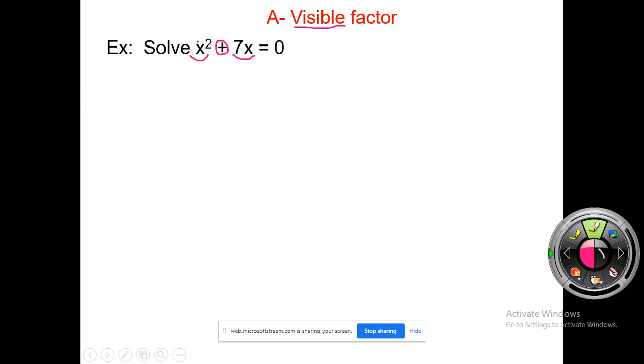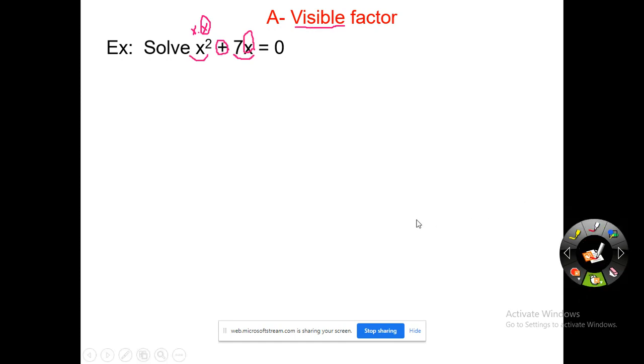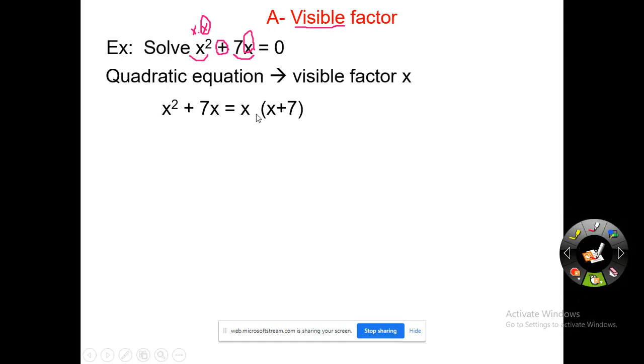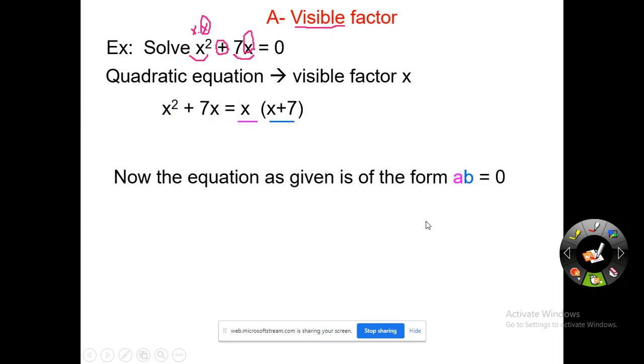I have x squared, it means it's x times x. 7x, so I have x in common. I can see it. I have my x in common. So what is my factor here? My factor is x. So I will do x factor of, if I take x as a common factor, what I still have from the first term, I still have x, plus from my second term, 7. So now I factorize it. Now it's factorized, so I can solve it equal to 0. It's easy now.